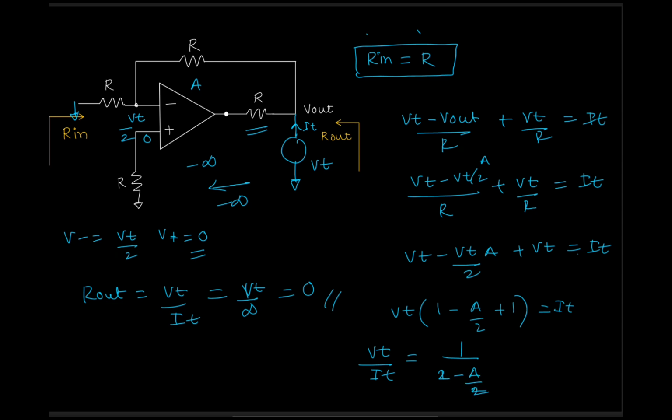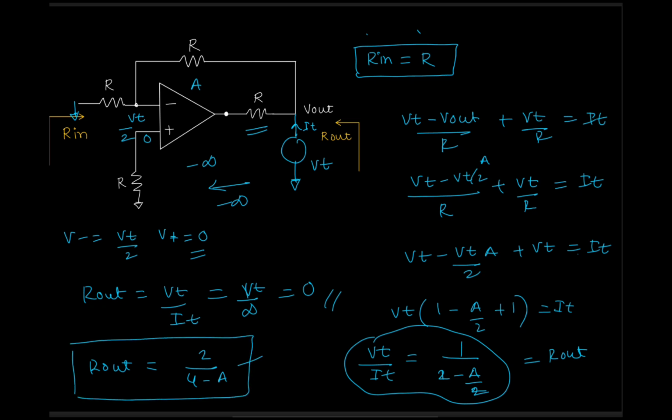So this is the output resistance that you will get. So from this also you can see, if the gain is infinite, so what will be the output resistance? 0. So at last you will get R out is equal to 4 minus A into 2. Okay, so this is the R out if gain is finite.